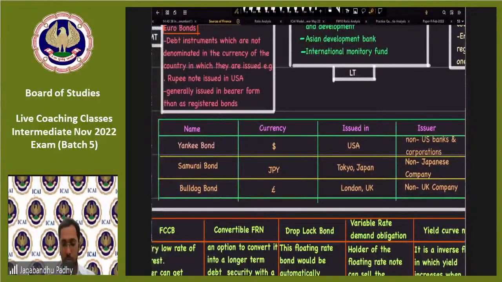Okay, so a foreign entity going to the other country and raising money in the form of debt from there has some special names for its bonds. Okay, fine.